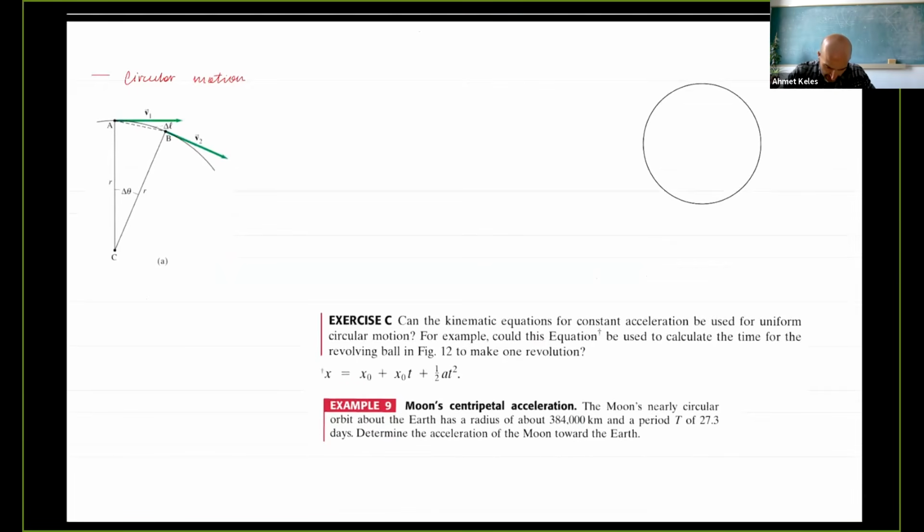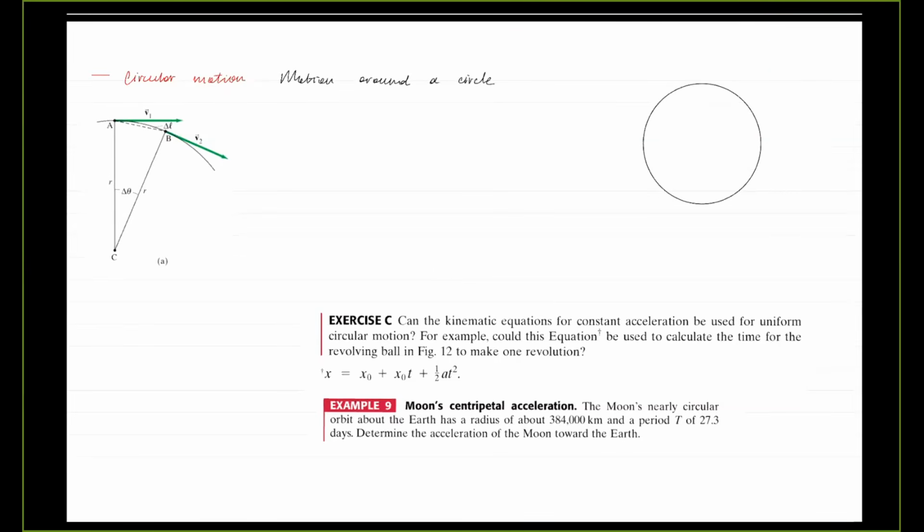So the second application is circular motion. Okay, let's quickly talk about circular motion. This is a motion around a circle.